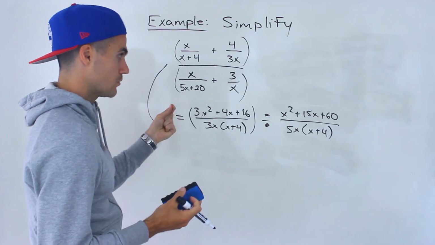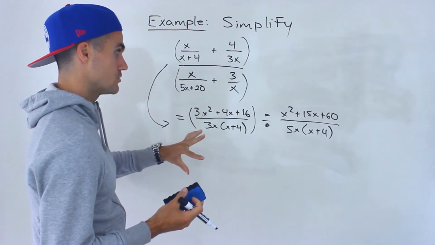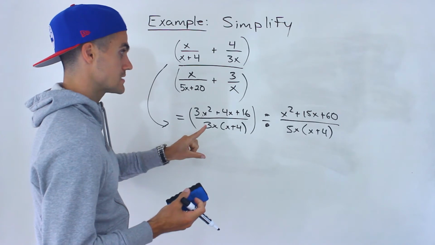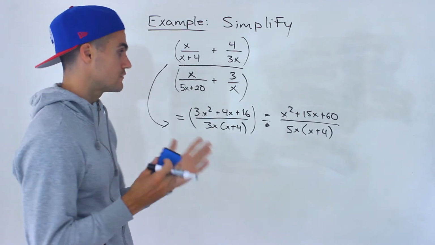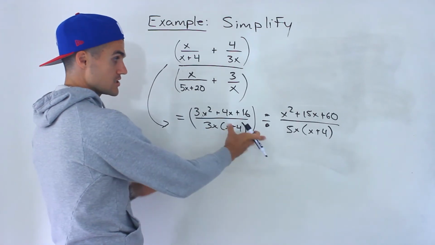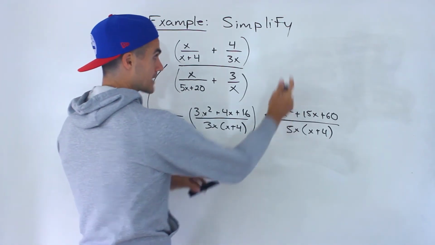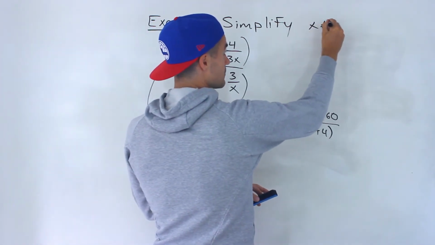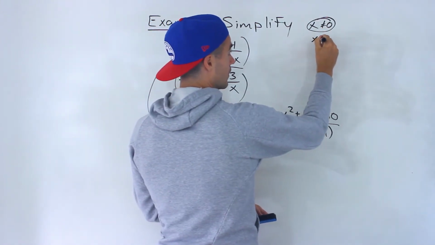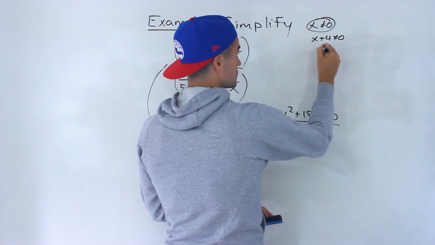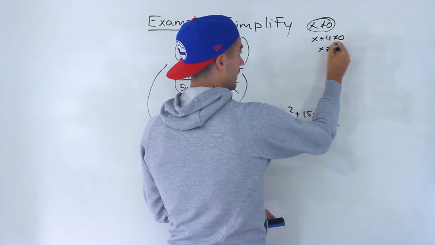Now from here, before we simplify, what we can do is we can get the restrictions. If they ask for restrictions, they may not. If they do, notice the denominators can't be 0, so notice these x's by themselves. That means x can't be 0. And then notice the x plus 4 can't be 0, which means x cannot equal -4.